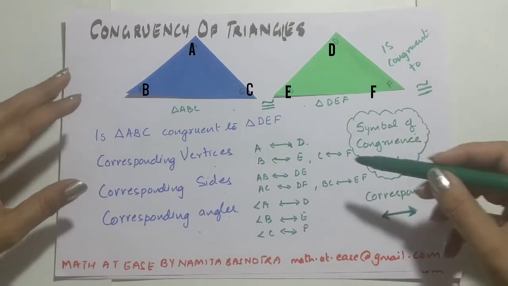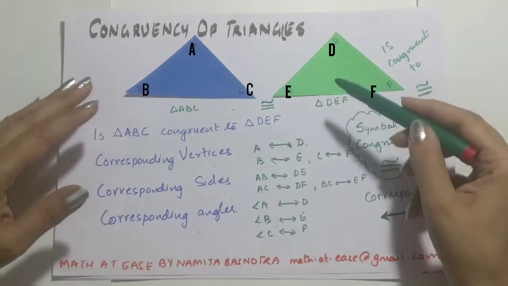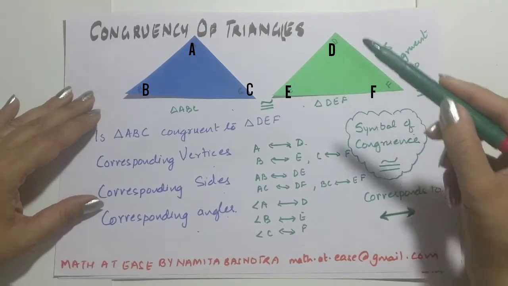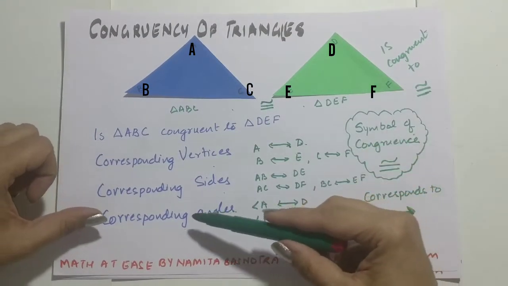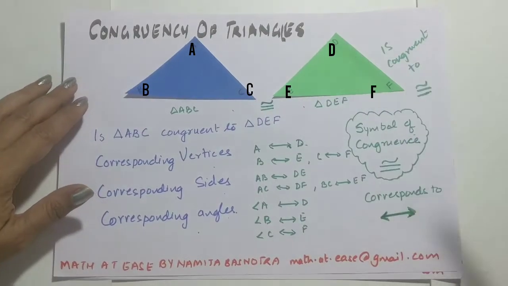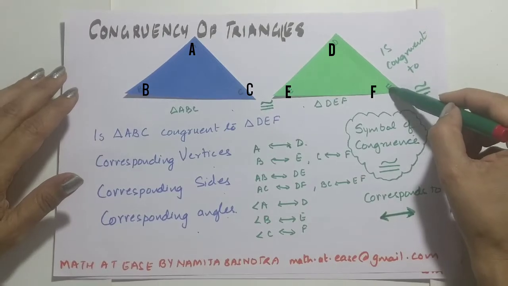Okay, now it is important for you to write the sides. Like in these two triangles, the corresponding sides are AB corresponding to DE, and if I have to see the corresponding angle, I would say angle A corresponds to angle D, right? And if I say angle A corresponds to angle F, that is wrong.